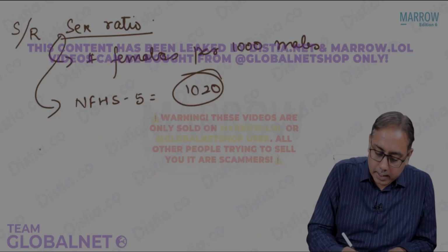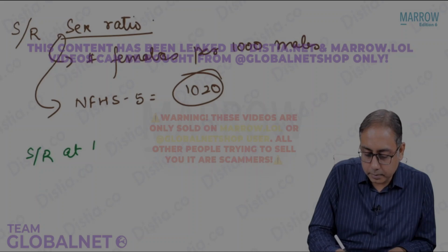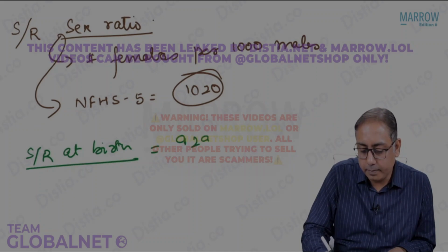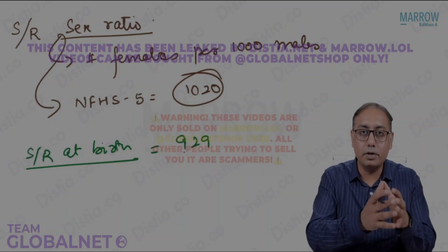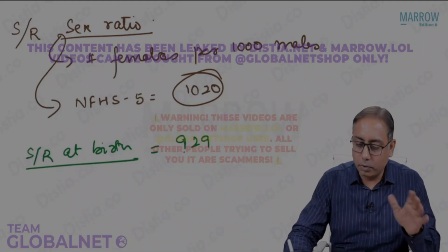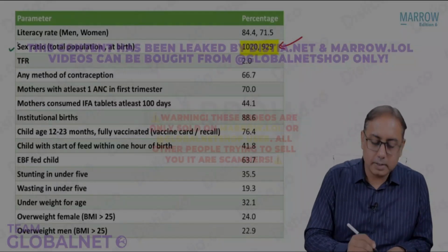The sex ratio at birth, according to NFHS 5, is 929. That means 929 daughters are born for every 1000 males. So that somehow correlates with the understanding we have. That is regarding the sex ratio.